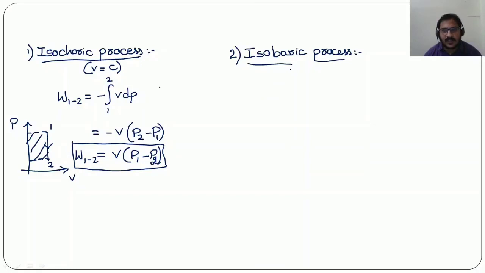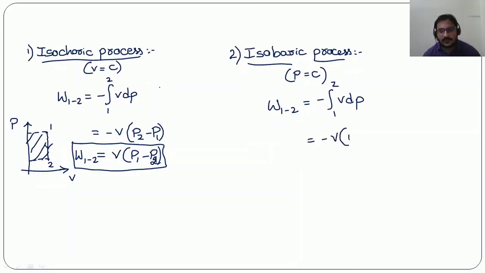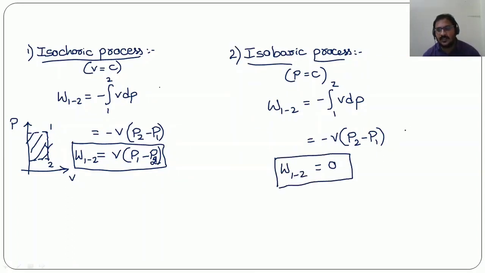So when you consider isobaric process, the pressure is constant. The formula for work done is minus integral VdP in this particular case. So if you take minus V common, P2 minus P1, as pressure is constant, this will become 0. So work done during isobaric process is 0 here.